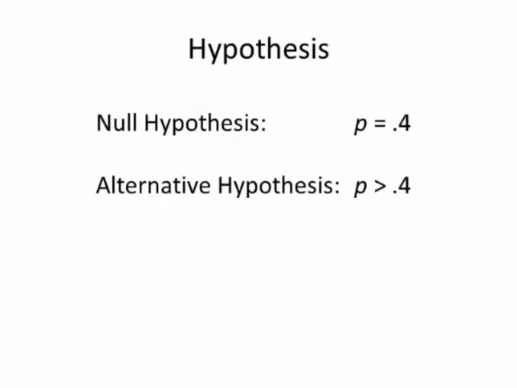For this problem we can set up the hypotheses for the test. The null hypothesis is that the proportion of students who did not wash their hands is 40%, or 0.4, and the alternative is that the proportion of students who did not wash their hands is greater than 40%, or greater than 0.4.